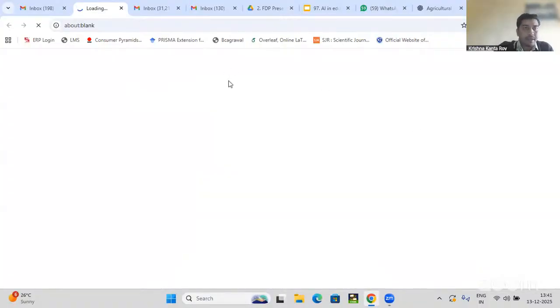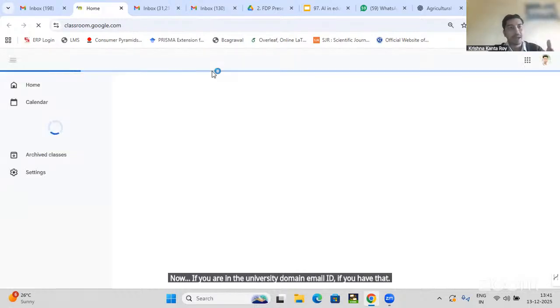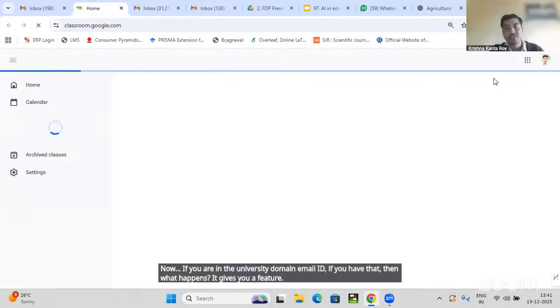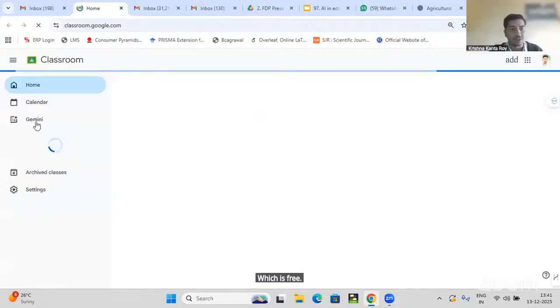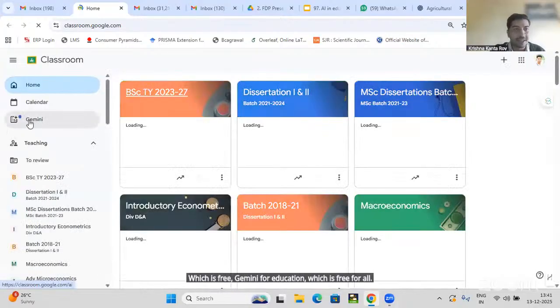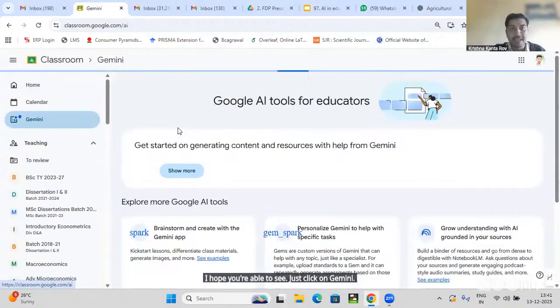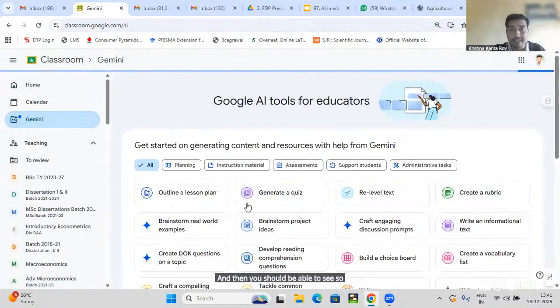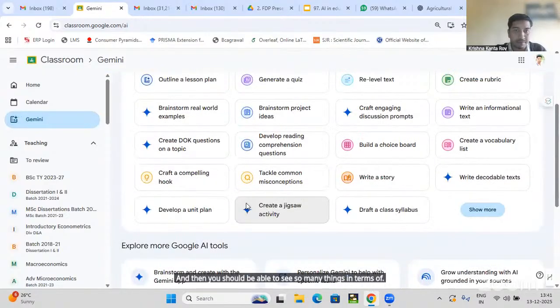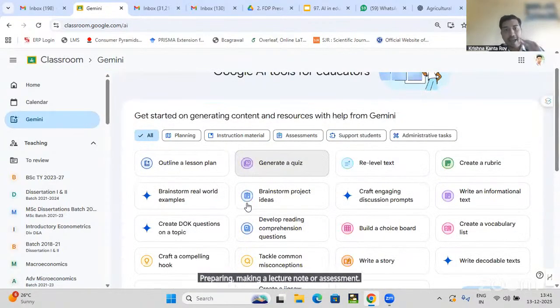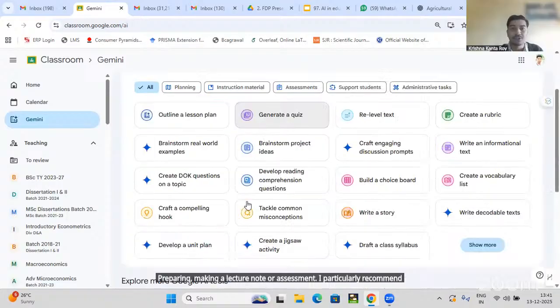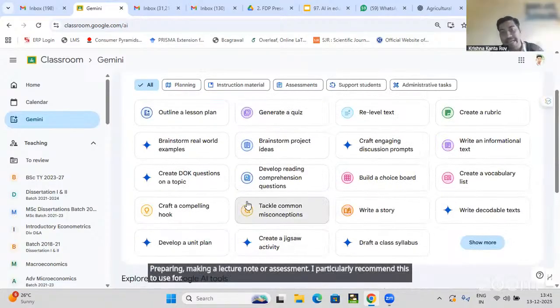Now, if you are on the university domain email ID, if you have that, then what happens? It gives you a feature which is free, Gemini for education, which is free for all. तो आप देख रहे हैं Gemini. I hope you are able to see. Just click on Gemini. And then you should be able to see so many things in terms of preparing, making a lecture note or assessment. I particularly recommend this to use for making assessments.